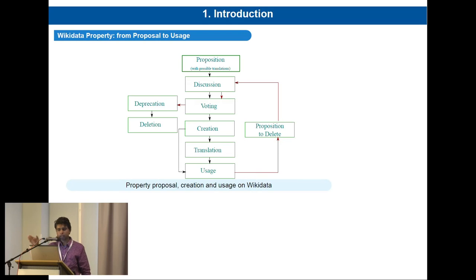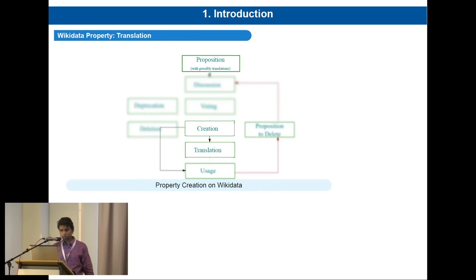You propose that a property should be deleted, and the community votes on it. If the majority decides to delete it, we deprecate the property, and finally, we delete it. So for today's talk, as I said, I'm mostly interested in the translation part. So where are the translations happening?